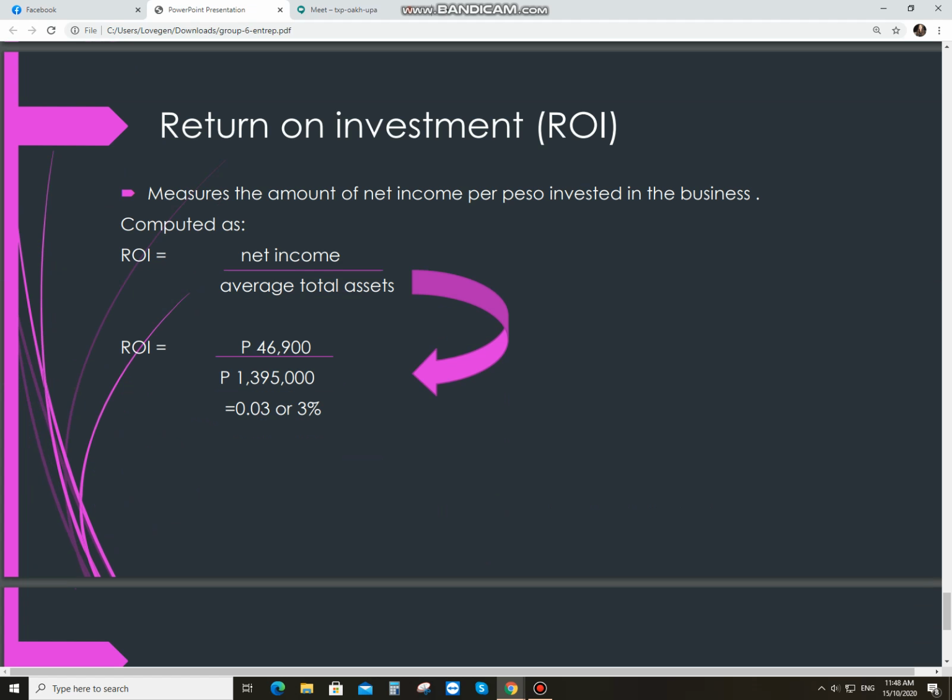0.03 or 3%. So this means the ROI of 3% indicates that for every peso invested in Angel Trading during the year, the return is barely 3 centavos only. So that's all.